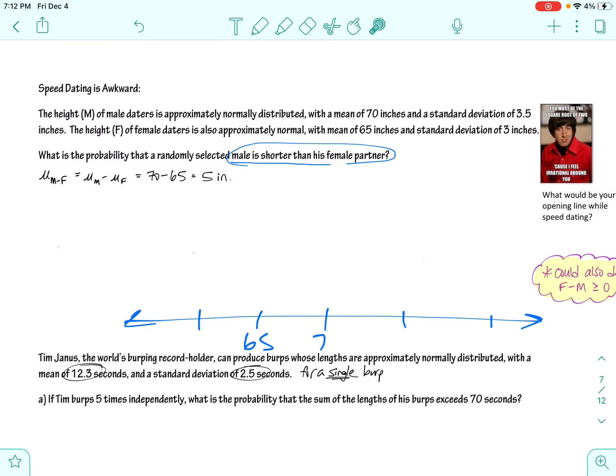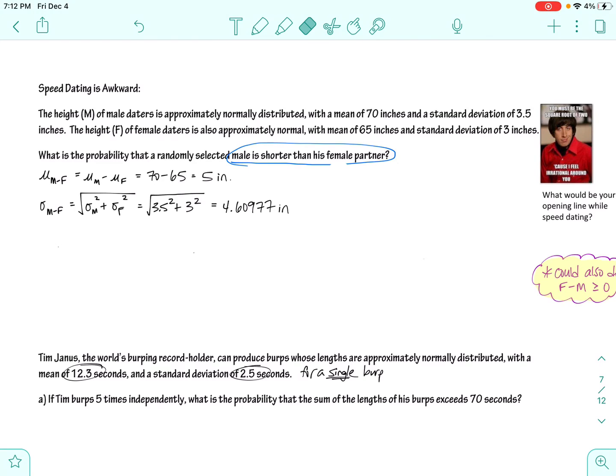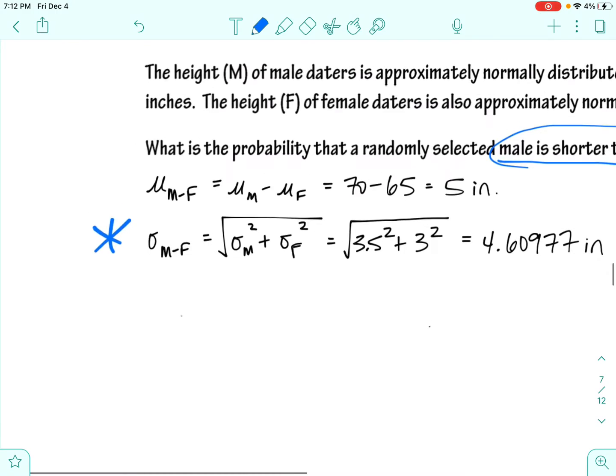separately. So I know that's kind of a difficult concept to wrap your head around, but I encourage you to go back into the book and do a little bit more reading about that. Even though we are subtracting males minus females here, we are still adding variances together. Important, very, very important note, we still add variances.